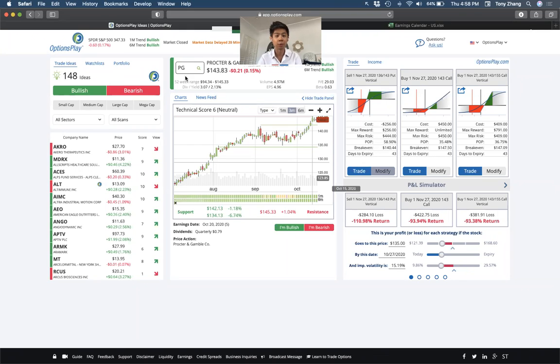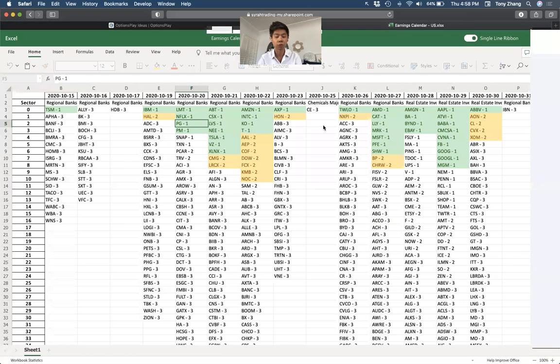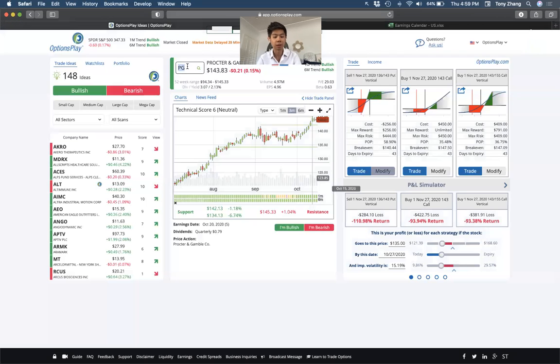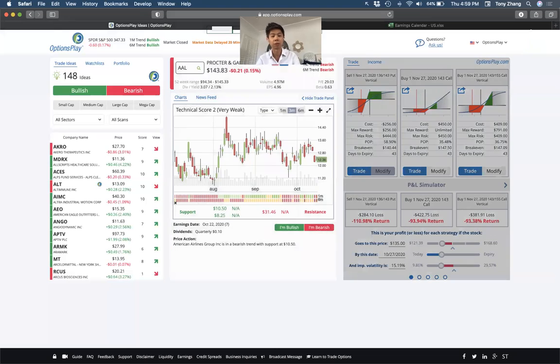So this is just a quick example of how you can utilize OptionsPlay to search for some opportunities. And I'll just do one more just to give you an idea as far as how you could use this. Let's take a look at maybe American Airlines. The airlines have really not been doing particularly well.